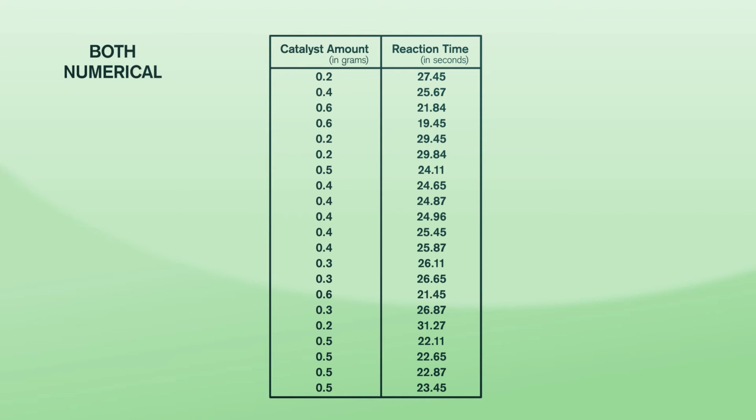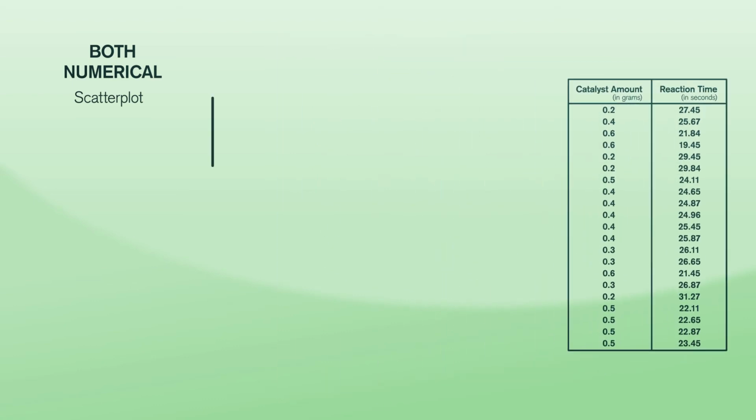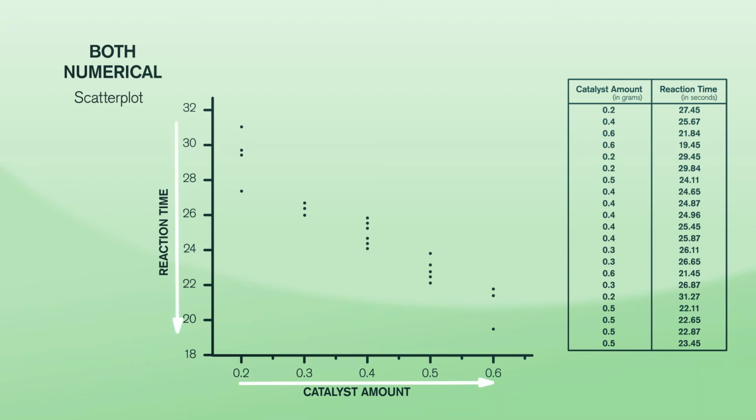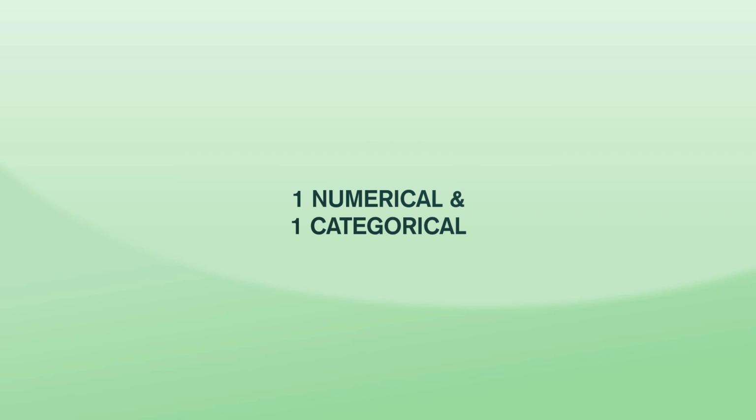Can you see a relationship between the two variables? What if we plot the data? We may use a scatter plot to do so. We plot each pair of values by a single point on this graph. Repeating for all points, we get our final graph, and we can see that generally, as the catalyst amount increases, the reaction time decreases.